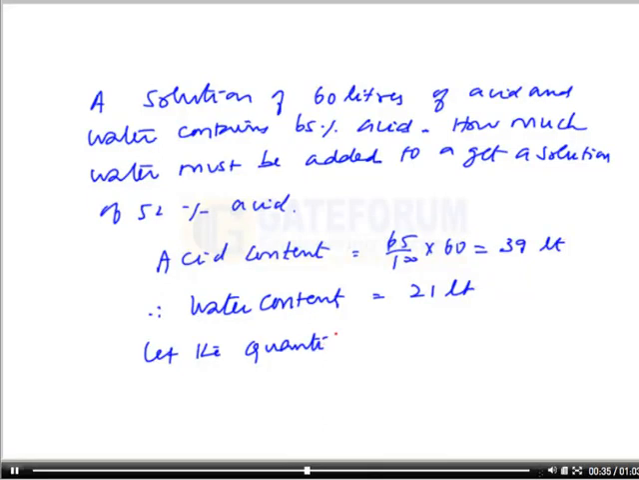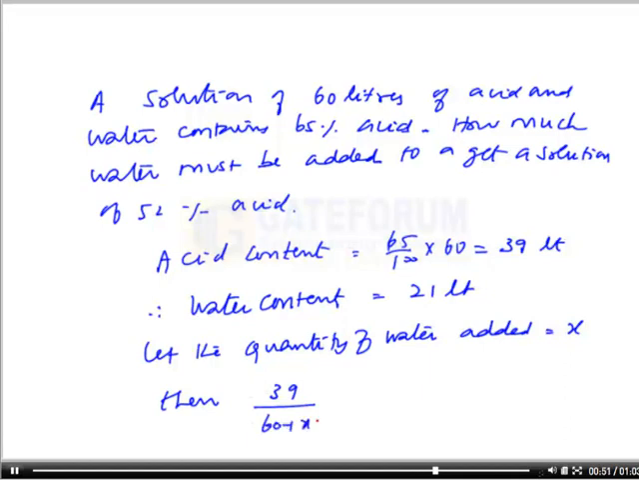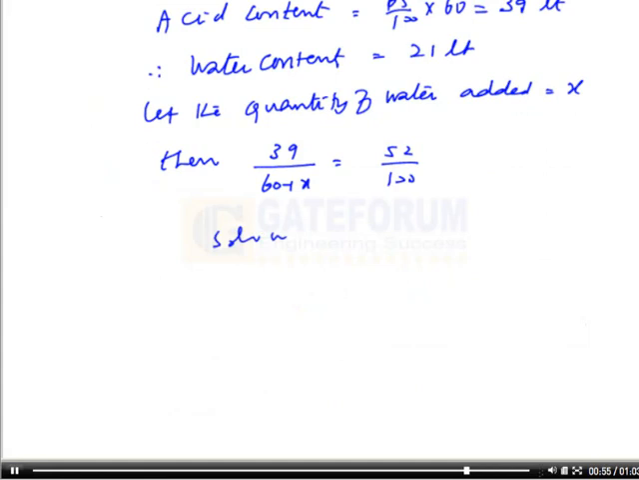Let the quantity of water added be x. Then 39 by (60 plus x) should be 52 by 100. Solving, we get x is equal to 15 liters.